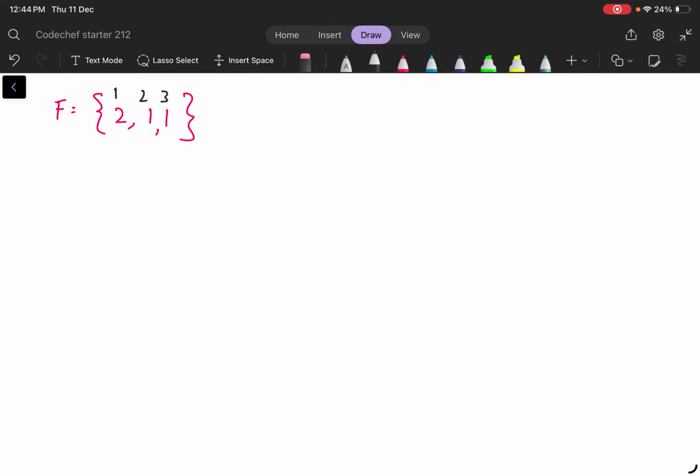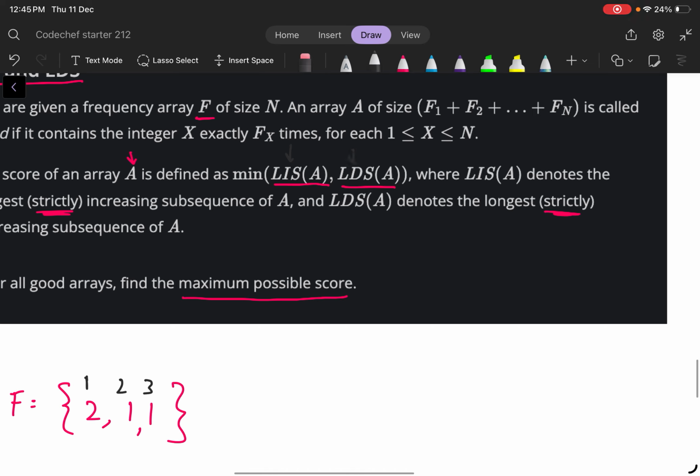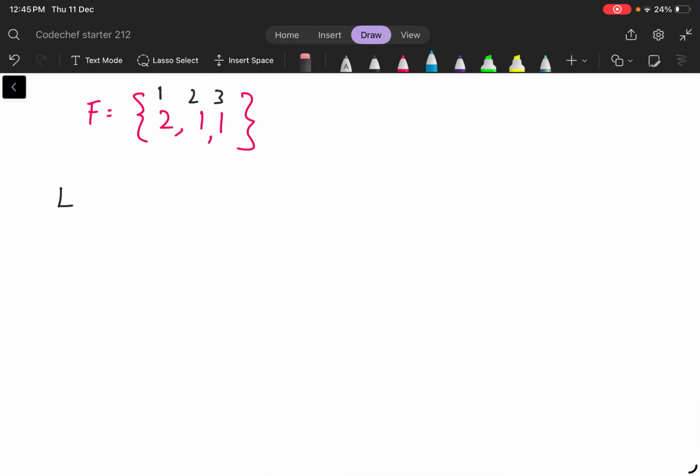So let's try to look at a few different scenarios. We want to maximize LIS and LDS, both of them, right? That is because score is defined as the minimum of LIS and LDS, and if we want the highest answer, we always have to look to increase the values of LIS and LDS together, right? So using this frequency array, let's try to maximize the values of LIS and LDS first.